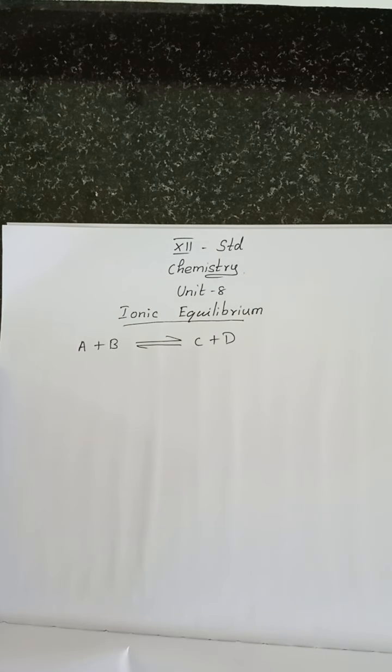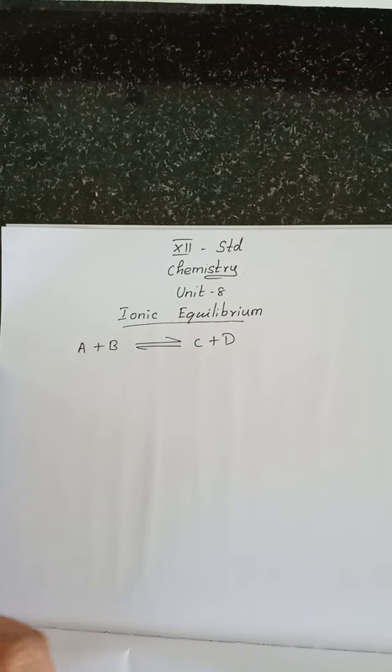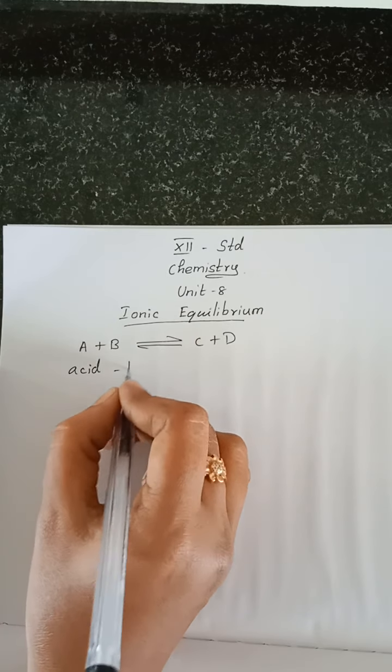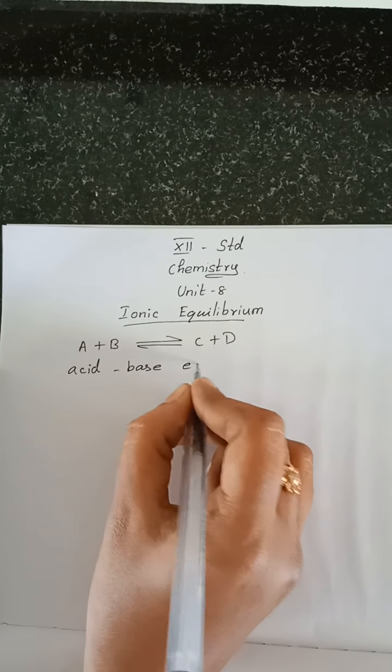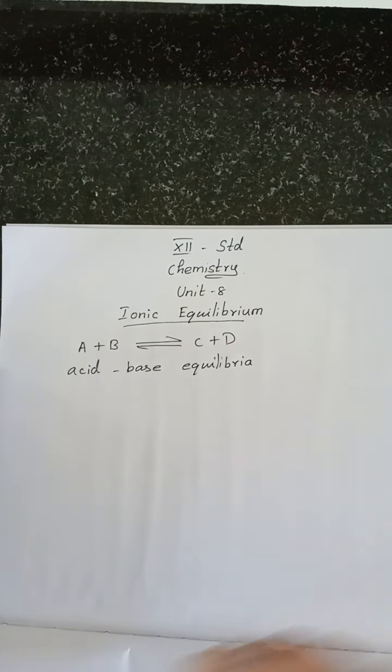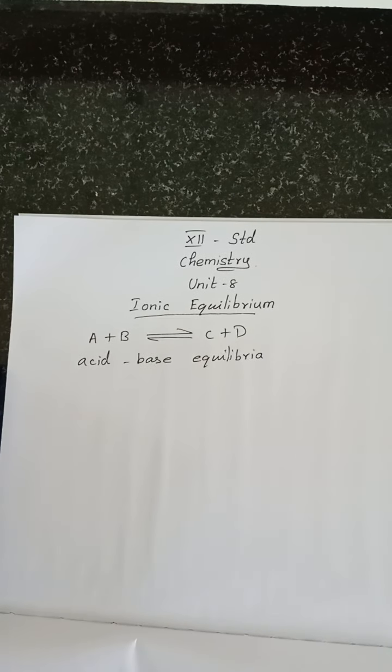So in ionic equilibrium, how are ions present in the reaction equilibrium? Ionic equilibrium is specifically acid and base equilibrium. Ionic equilibrium is acid and base equilibrium.